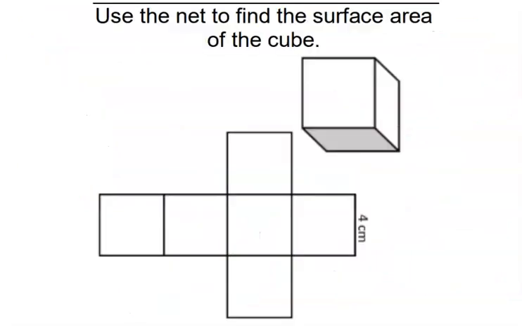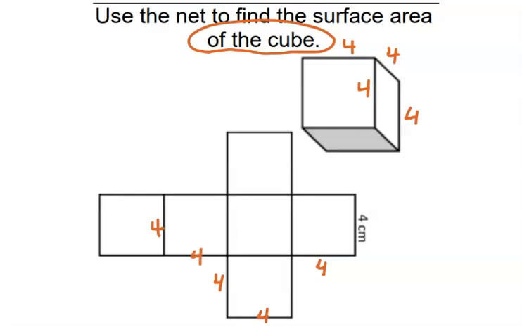Use the net to find the surface area of the cube. Well, they did tell us it is a cube, which means every single side or every side length of this is going to be 4. Every single side is 4. Okay, so with that being the case, if we were to flatten it out into a net like we have here, then that would also be the case here. Every single side would be 4. Okay, so this would be 4 here, and on and on and on, every single side.